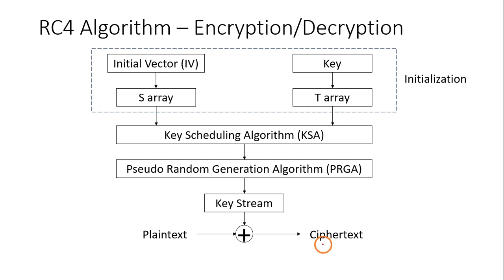So this is the encryption process, and the decryption process is just that you take this ciphertext and put it in the place of plain text. That is all. That is the decryption process. The entire remaining process is the same.